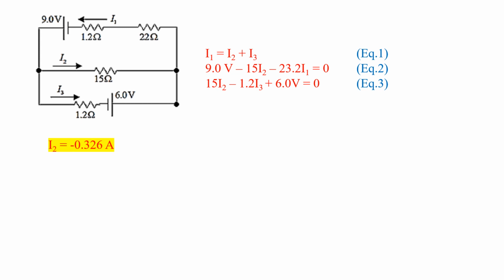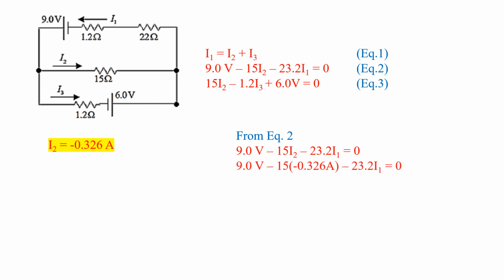Back again, you have I2 that's equal to negative 0.326 amperes, and we're going to solve this one to find for I1 and I3. From equation 2, this is your equation 2, 9 volts minus 15 I2 minus 23.2 I1. We substitute the value of your I2 in the equation, and we get this one. We have 9 volts minus 15 times negative 0.326 amperes minus 23.2 I1. And adding like terms and solving for I1, we get an I1 that's equal to 0.599 amperes.